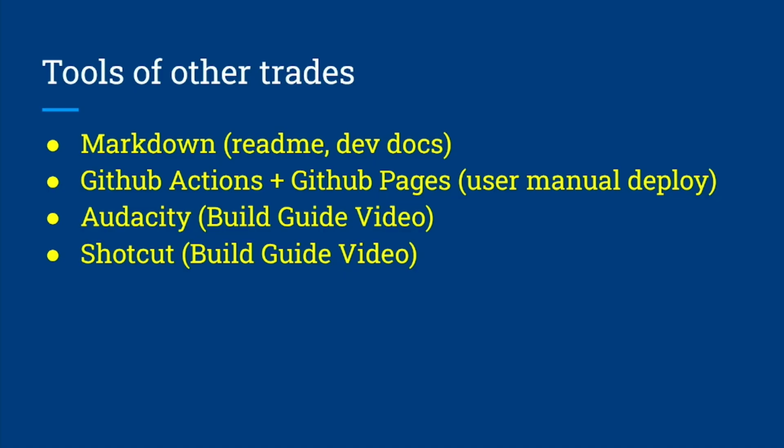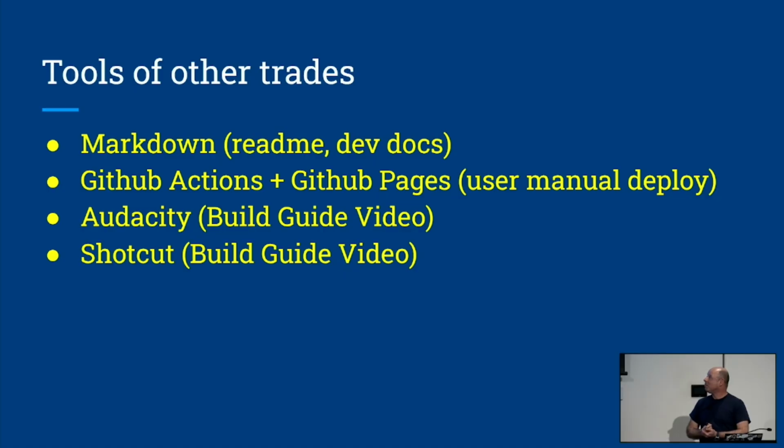In terms of other things that we use, Markdown, GitHub Actions, those are proprietary, those aren't free. Audacity and Shotcut I've included because I made a build guide video to go with the manual. Some people are much happier watching videos, so I did a video and I used those tools. Again, open source audio editor, open source video editor.